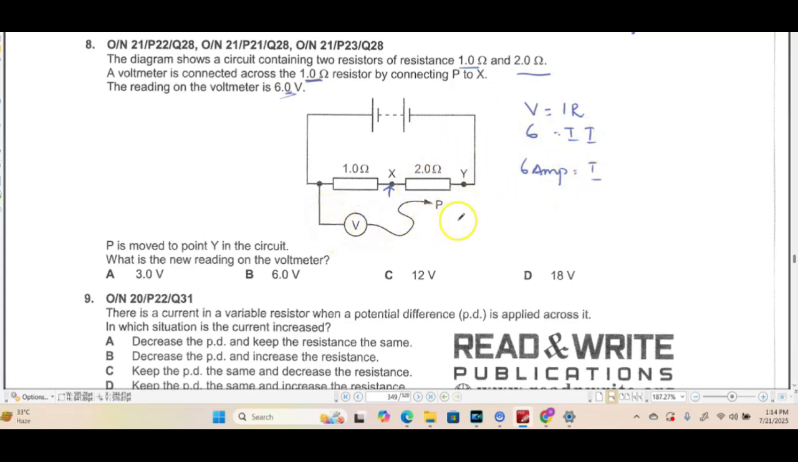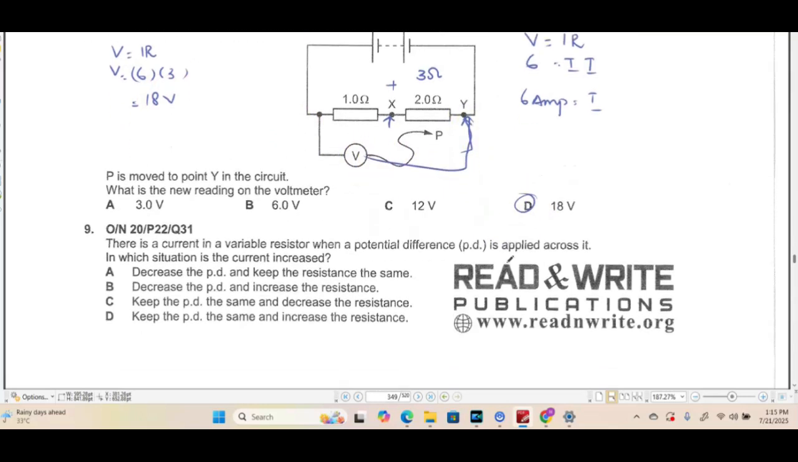Now when this is connected to Y, what is going to be the reading on the voltmeter? As these resistors are connected in series, their combined resistance is equal to 3 ohms. Okay? So V is equal to IR. We know I is 6 and R is 3. So 18 volts is going to be the reading on this voltmeter when this is connected over here. So D is our correct option.